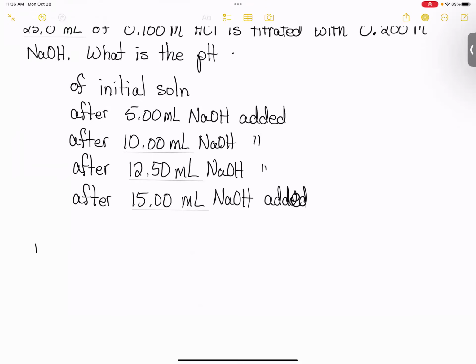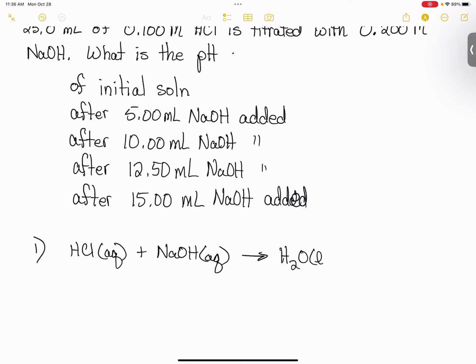Okay. Step number 1 is to come up with the reaction and to determine the equivalence point. The reaction we are looking at is hydrochloric acid reacts with sodium hydroxide, and the products are water and sodium chloride. Any questions so far?